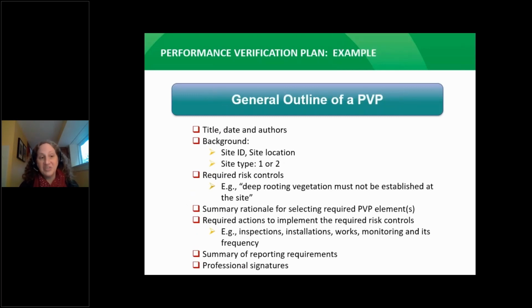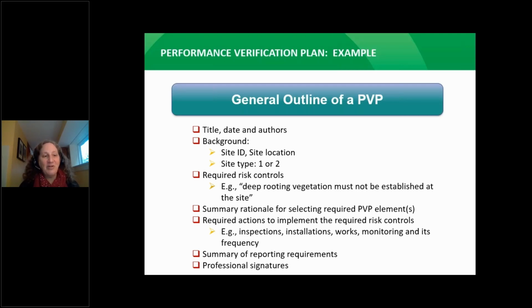So this slide just represents a very general outline of a PVP. A PVP should include the following sections: a title section and a background information section, which would include the site ID, location, and the type of site it is. For example, mention that it would have to be a type 2 site.